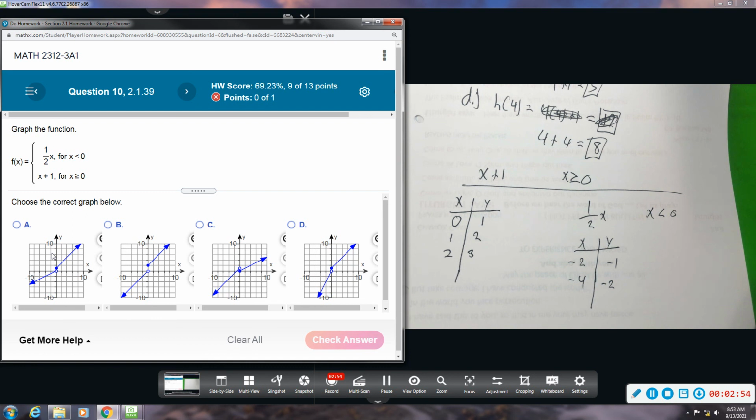-2, -1. So if I go to -2, come down, -1, that matches. If I go to -4, come down, -2, that matches. Over here, -2, come down, I'm not at -1, so it's going to be answer choice A. Just work backwards. You're going to plug in some numbers and find the one that best fits.